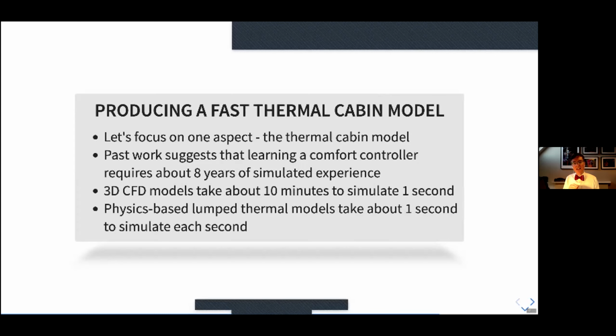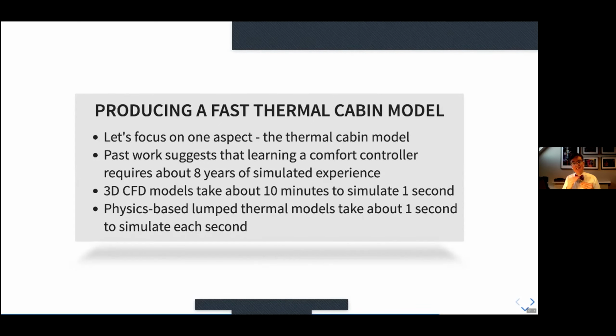My past work really worked out that it takes about 8 years of simulated experience to learn a good comfort controller. Now, you can use what's called CFD, computational fluid dynamic models, to work out what the temperature is at each part in the cabin. However, it takes a long time to simulate even a single second, maybe about 10 minutes, maybe even more than 10 minutes, depending on the problem.